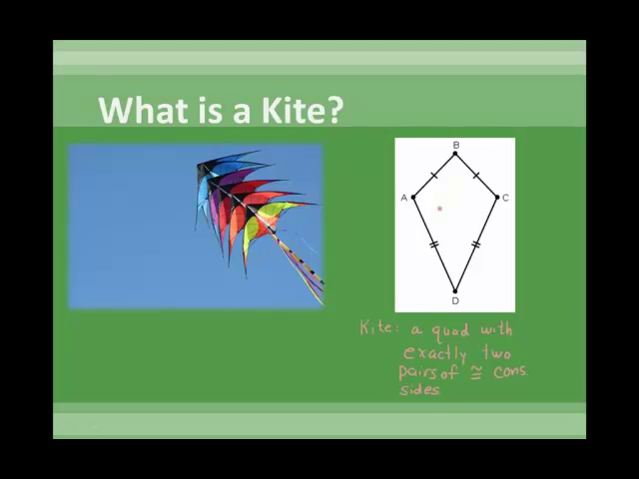sides. So you can see by the markings here, AB is congruent to BC, and those two sides are consecutive, and also AD is congruent to CD, and those two sides are consecutive. They share a vertex. So they share a vertex of an angle, so that makes them consecutive.